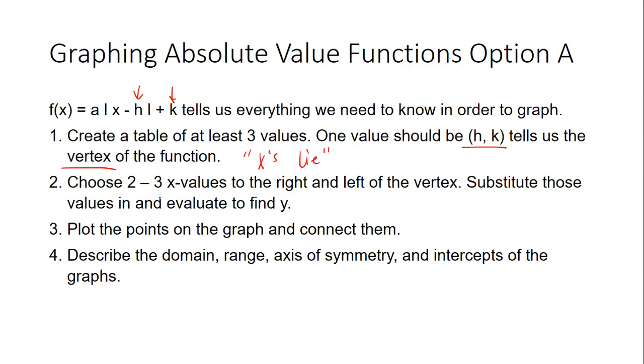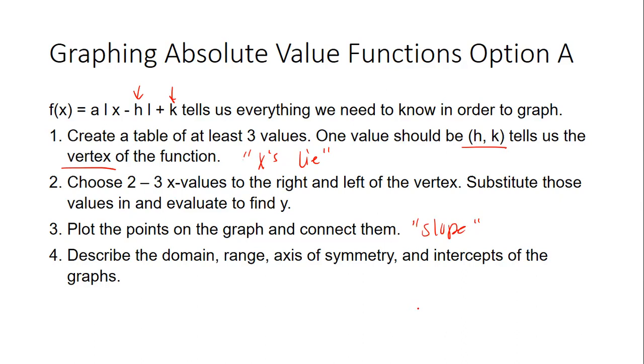You're going to choose 2 to 3 points to the left and to the right of the vertex and just substitute them in. You're going to plot the points and connect them. After we plot points, in order to connect them, we're going to follow the slope. Key thing here is to remember to use your slope.